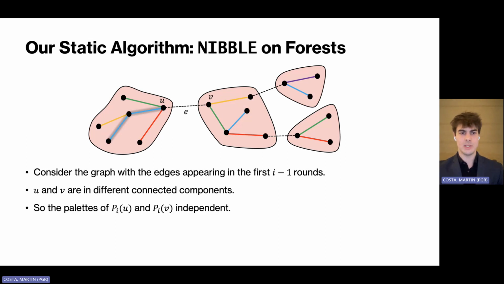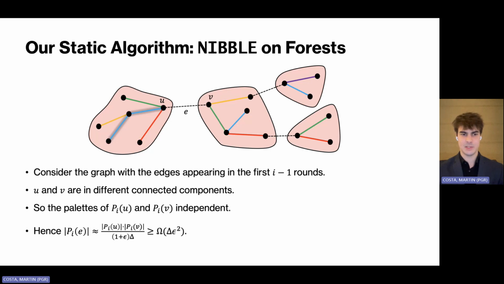And we can denote the palettes of U and V, so the colors available to the nodes U and V, by P_I of U and P_I of V respectively. And these palettes will basically be independent of each other. If I tell you that some color is not available for the node U, this gives you absolutely no information about the colors that are available to V, because U and V aren't connected in the graph at this period of time. And because of the local structure of the algorithm, basically these palettes will just be independent of each other.